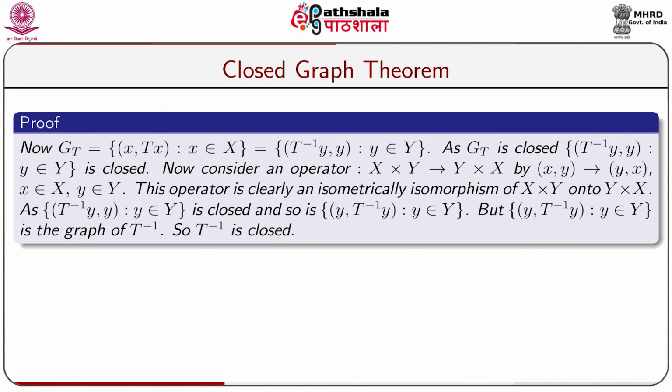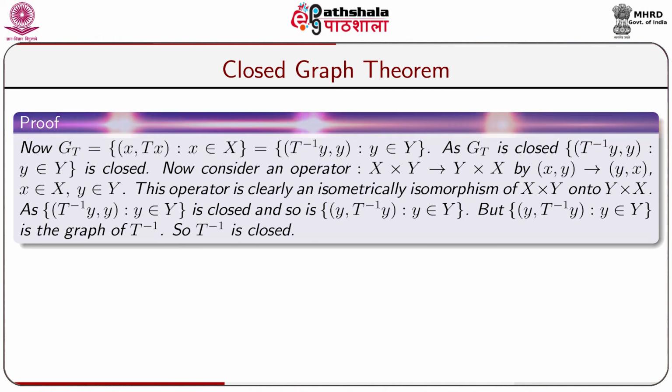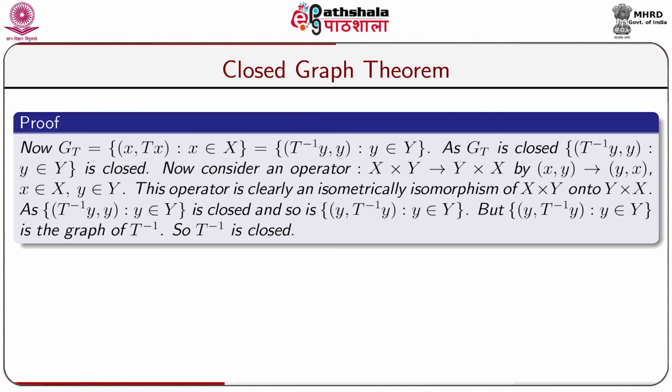Now GT is equal to the collection of all elements taken pairwise, that is x comma Tx, where x belongs to capital X, and which is equal to T inverse y comma y, where y runs over capital Y. As GT is closed, the set of pairs T inverse y comma y, where y belongs to capital Y, is a closed set. Now consider a mapping X cross Y to Y cross X given by the pair x comma y goes to y comma x, where x belongs to capital X, y belongs to capital Y.